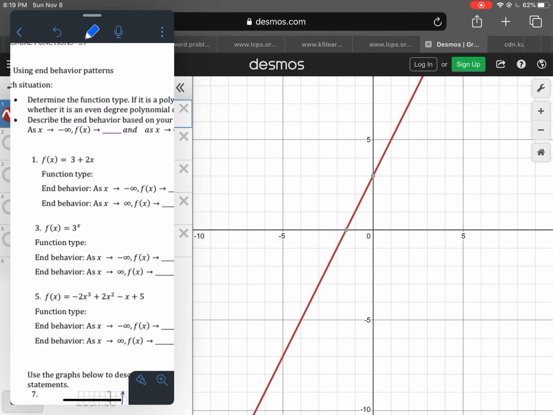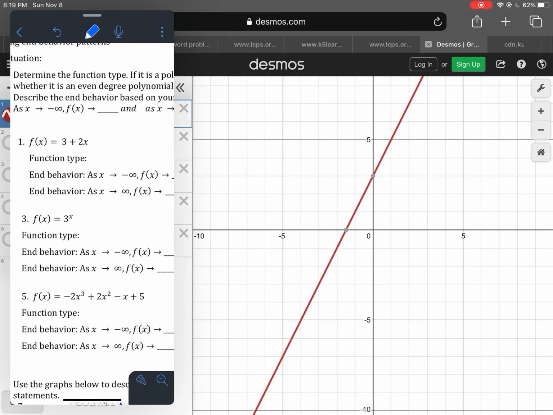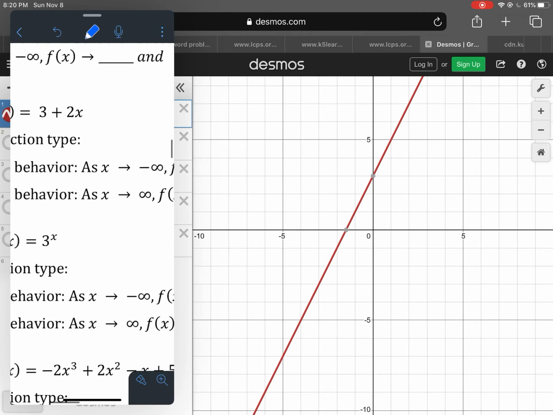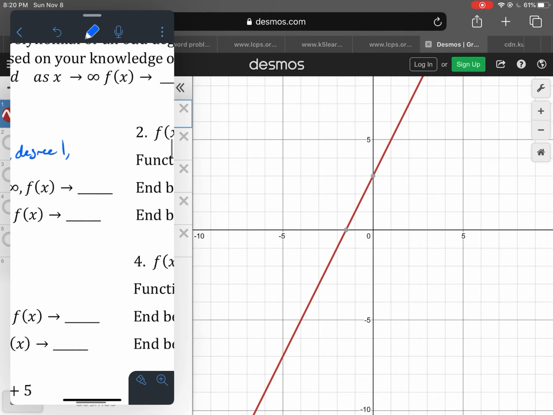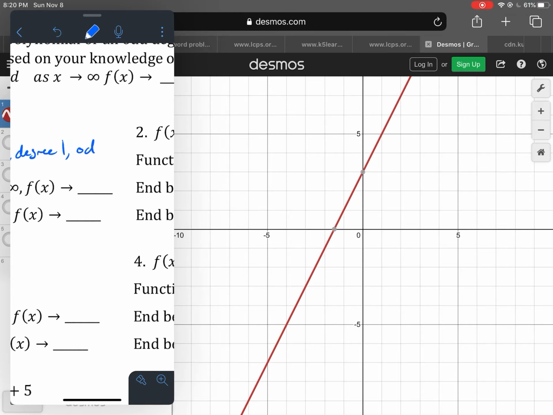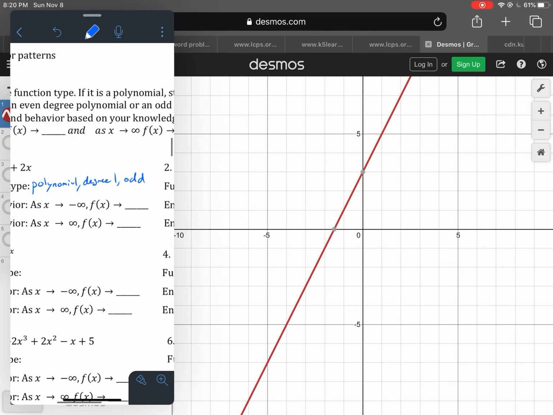So we're going to go ahead and fill this out. The first one here, we have 3 plus 2x. So this is a linear function. And as we learned in this chapter, in this module, linear functions are polynomials. So this is a polynomial, and this is a degree 1. So you would say degree 1. And that would be odd, right? 1 is odd, so it is an odd degree.